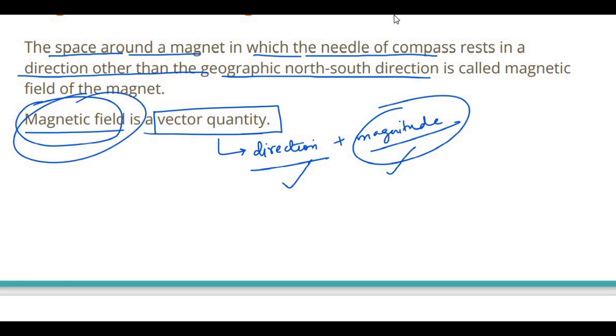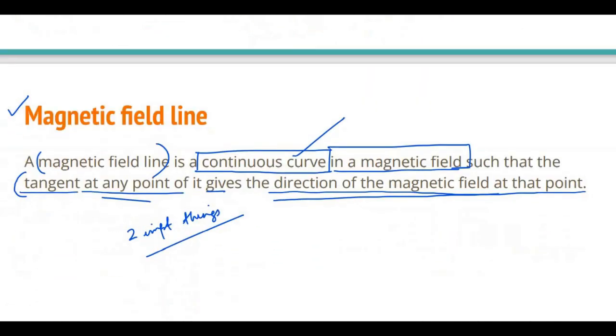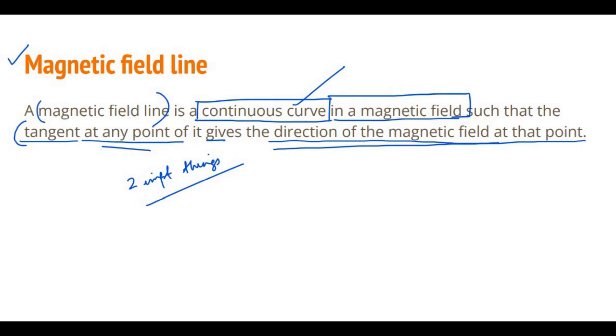At this point, magnetic field is a vector quantity, so magnetic field का direction होता है. अब हमें बताया जा रहा है कि direction अगर होता है, so what is that direction? वो direction है कि आप magnetic field line में जिस point पर आपको magnetic field का direction चाहिए, आप वहां tangent बनाइए. And the tangent का जो direction होगा, that will be the direction of magnetic field at that point.